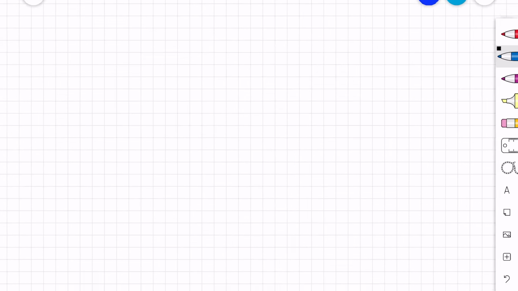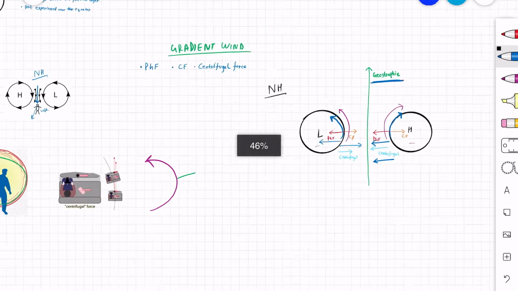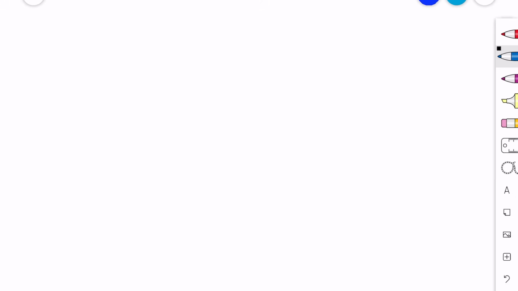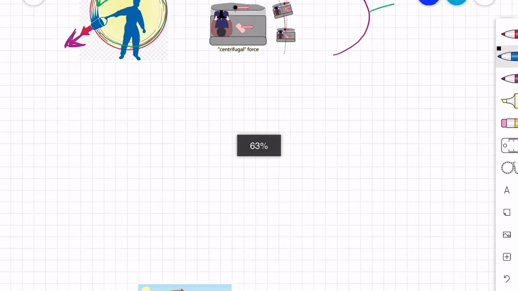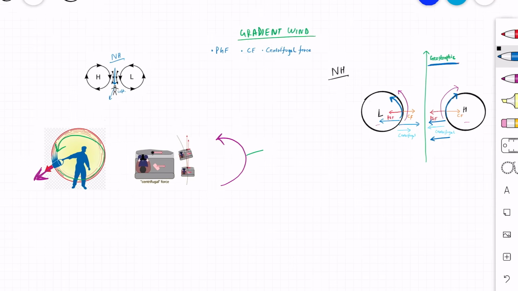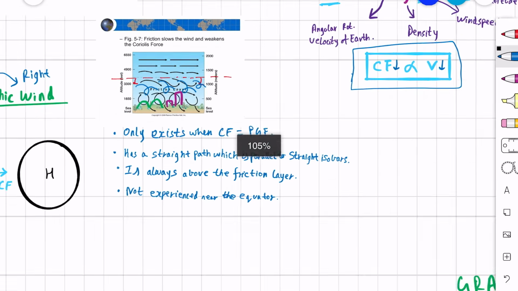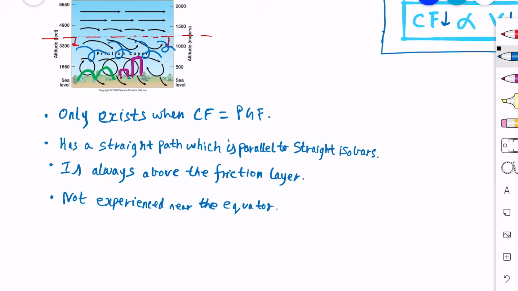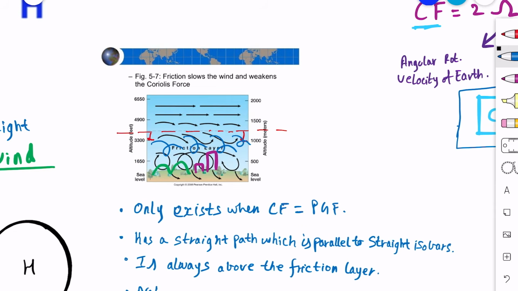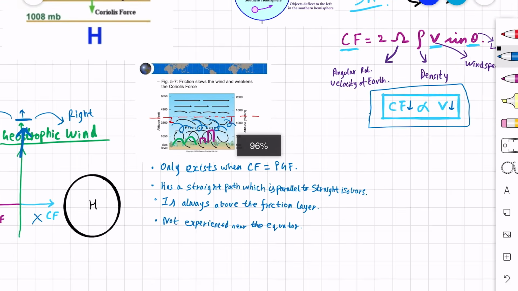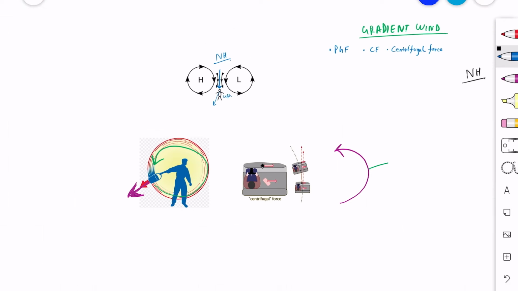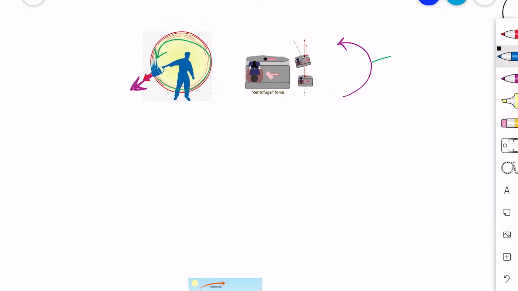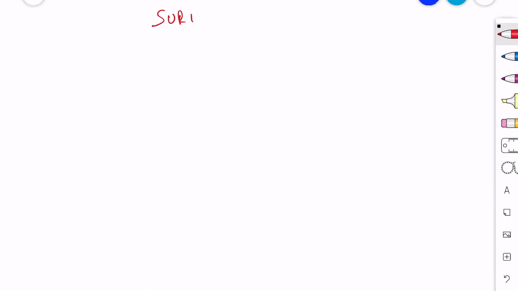Now let's talk about winds below the friction layer. So we know that the wind velocity is less in the friction layer due to the disturbances in air because of terrain and everything. We saw it in this diagram that even the Coriolis force decreases. And obviously the Coriolis force will decrease because the wind velocity will decrease, and the wind velocity decreases because of all the friction in this layer. So the wind that blows in the friction layer is the surface wind. And we'll talk about the surface winds now.